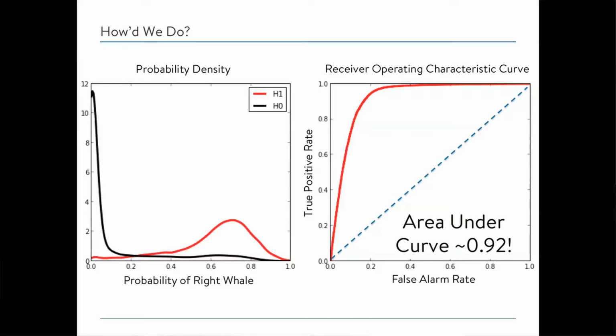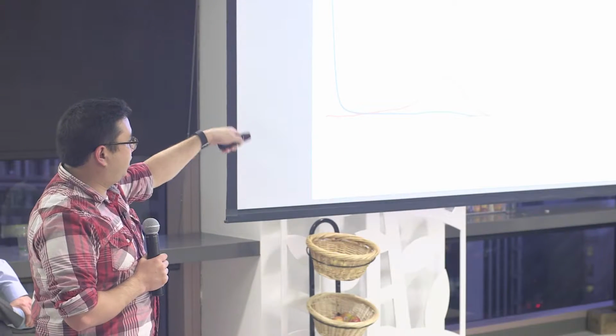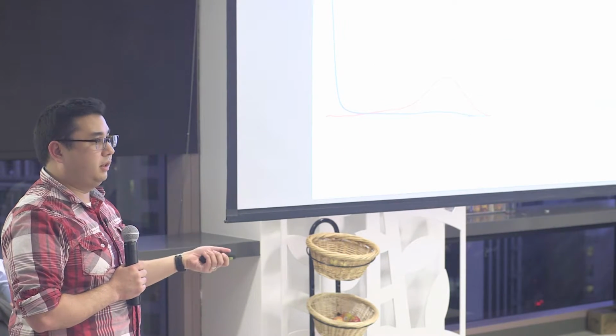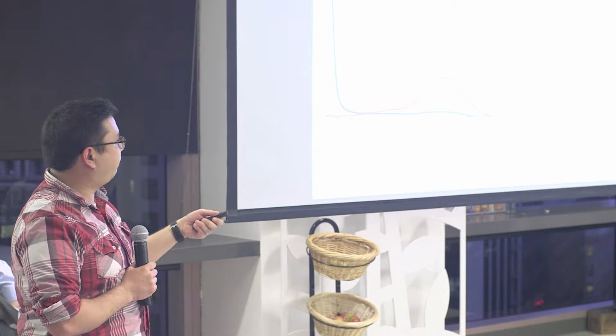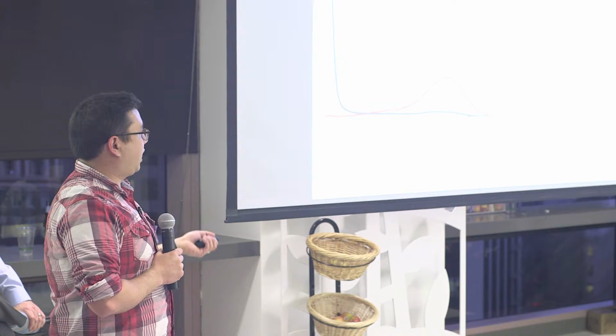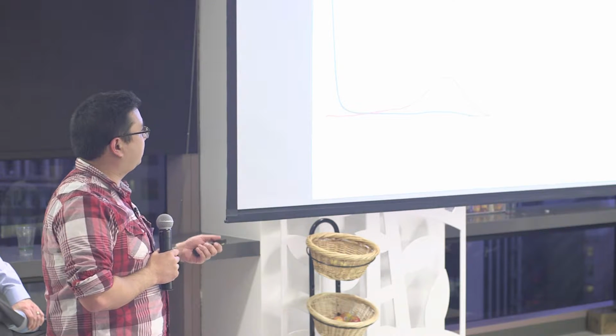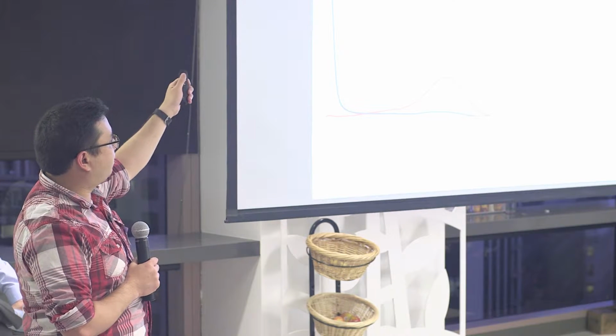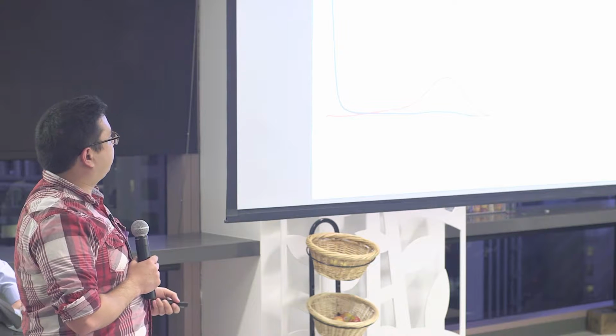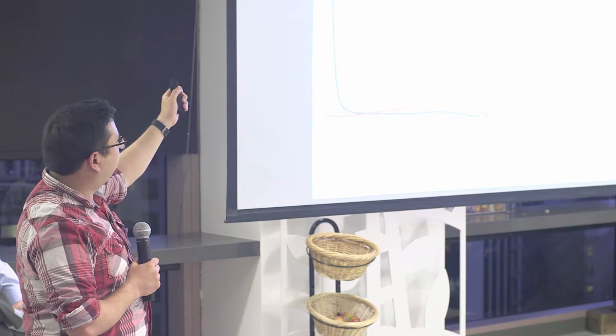And for those of you who are not familiar with the area under the curve, basically you have this receiver operating characteristic curve. The dotted line represents an area under the curve of 0.5. It means that your probability of correctly classifying is the same as a coin toss. And so moving away from that line towards the upper left is the best possible scenario. And so already we were doing pretty good.